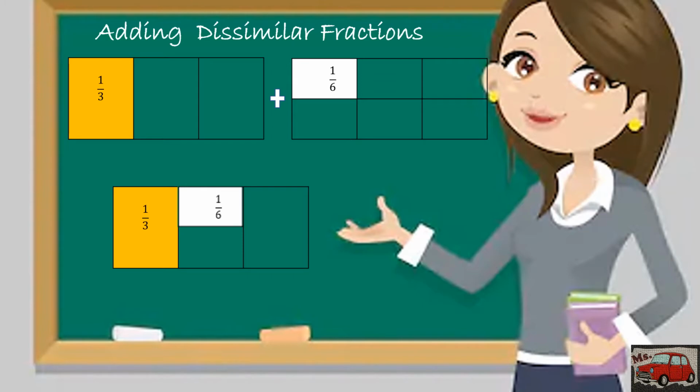So, pag sinabi namang dissimilar fractions, magkaiba yung denominator nila. Therefore, magkaiba yung size ng part na yon. Okay? So, example, si 1/3, mas malaki dun sa i-add natin na 1/6. Okay? So, pag pinagsama mo sila, yung magiging kalabasan is ganito. Okay? So, paano natin siya babasahin?